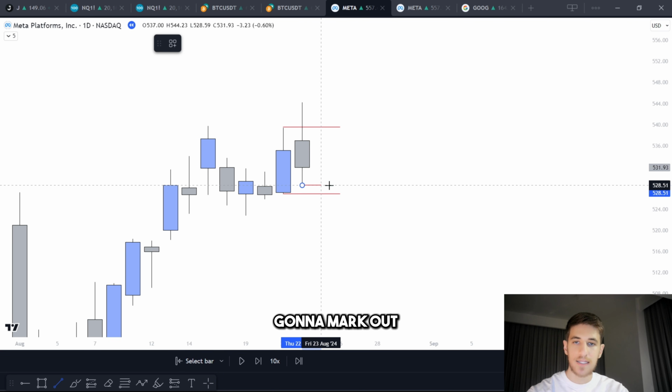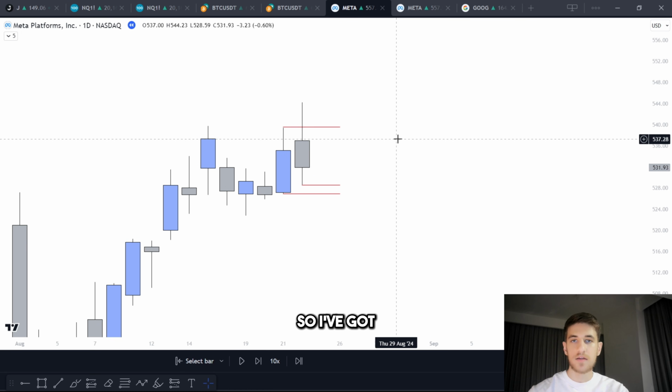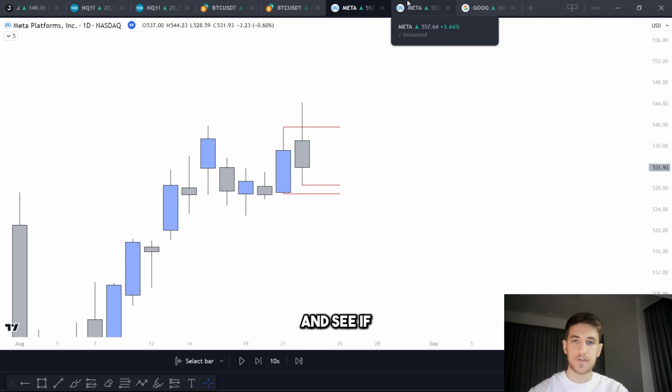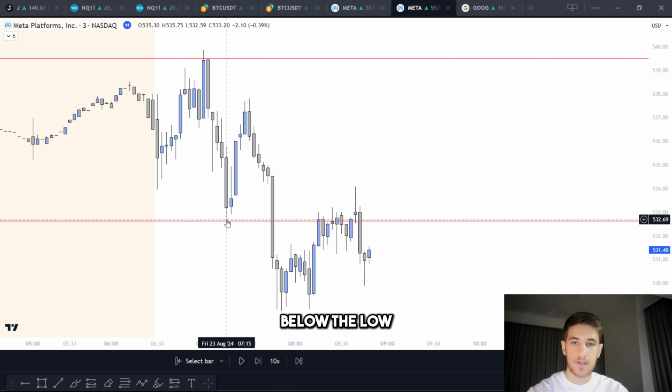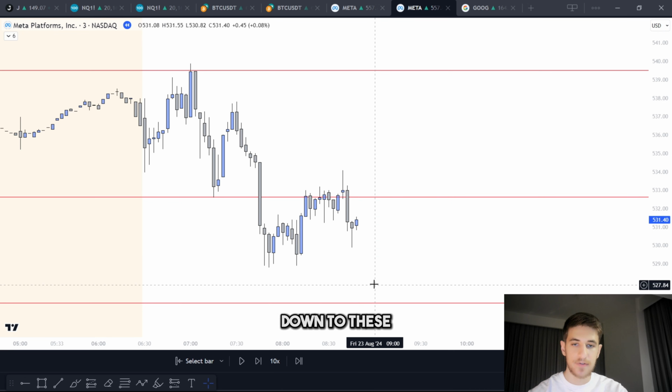So I'm also going to mark out a line at the low of this candle, and once that breaks on the lower time frame, that's when I'll look to take a trade for a move to this low. So we've got all of that figured out on the higher time frame. Now we're going to drop down to a lower time frame and see if there's a trade we can take. So price broke below the low of that middle candle, and now all we look for is a setup for a trade we can take down to these lows right here.